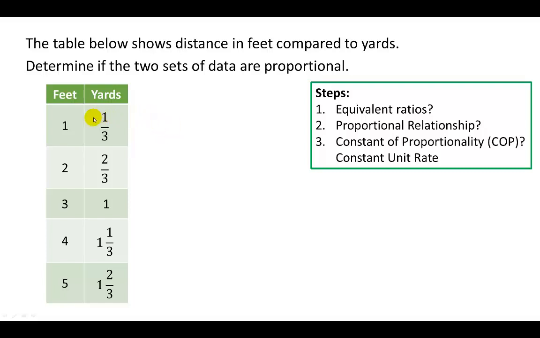The table shows the distance in feet compared to the distance in yards. So to determine if these two sets of data are proportional, we first need to determine if we have equivalent ratios. That means when we set this up, do we get the same thing each time?